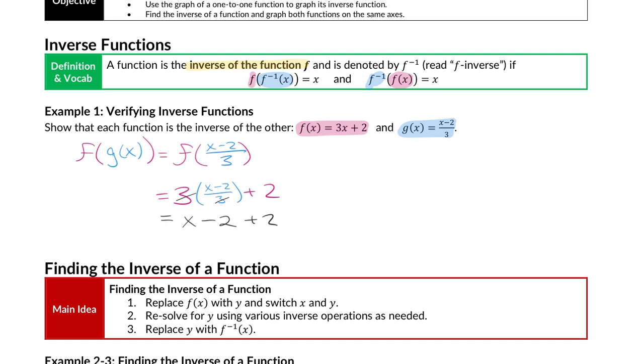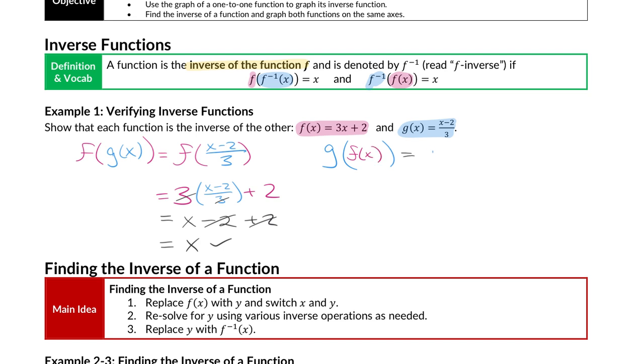Ooh, minus 2 plus 2. What's going to happen there? Cancel out. What am I left with? We want that. We want it to be x. Now we need this to happen both directions, which means I'm not done with this problem. I'm going to start over, this time putting g on the outside and f on the inside.